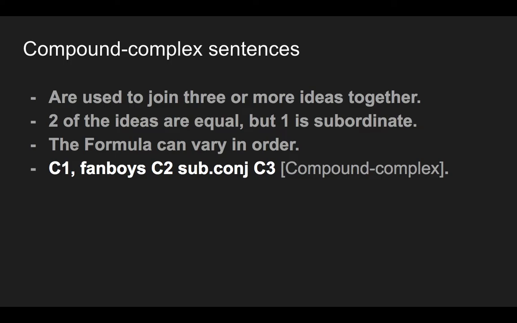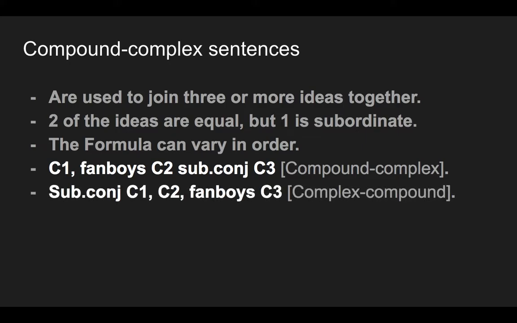So we have clause 1, then we have the comma fanboys. This is going to link those 2 first ideas together. Then we have a subordinate conjunction, and then our third idea, and then the period. So then we can reverse this. We can put the complex idea first. Now you'll notice the main difference between these 2 structures is when we use the second structure, complex compound, there are 2 commas within the sentence. When we use the first structure, there's only going to be 1 comma, and that's after clause 1.